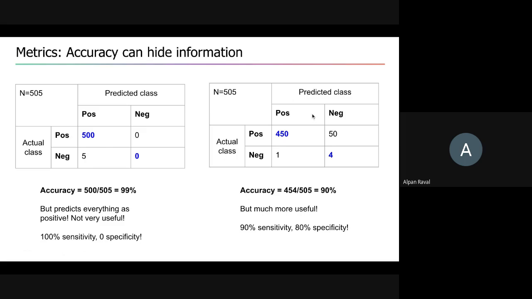On the other hand, the second test has lower accuracy. There's only 90% accuracy because you can find accuracy by adding the two blue numbers and dividing by the total. So 454 divided by 505, roughly 90% accuracy. But it's actually a much more useful test because it doesn't just predict everybody to be positive. It's doing some discrimination, right? And so it has high sensitivity and high specificity, even though the accuracy is lower than the previous test.